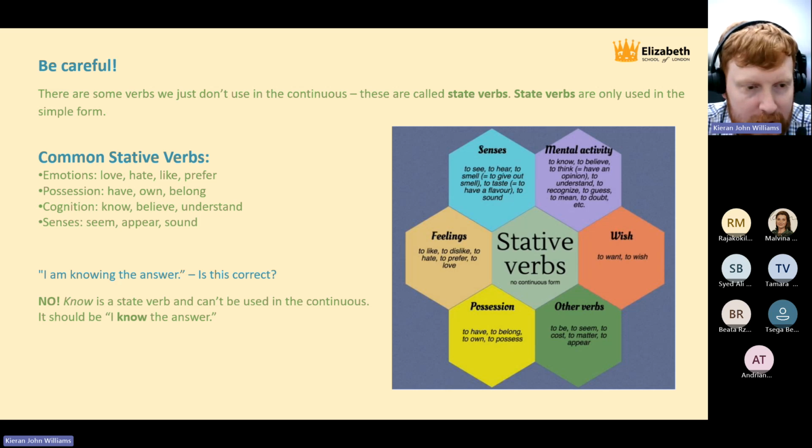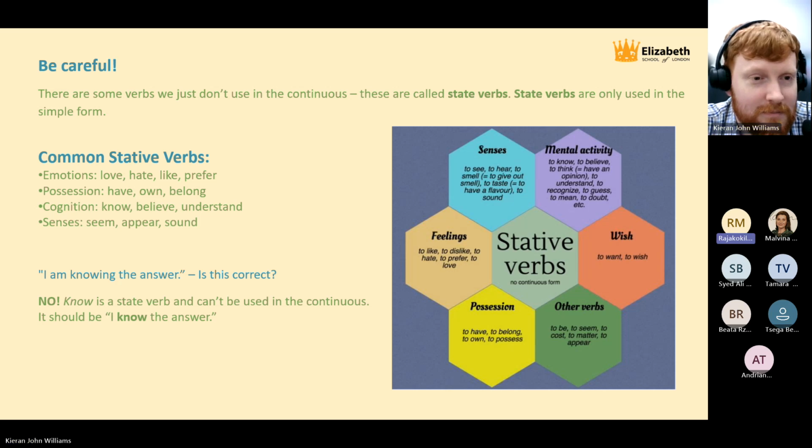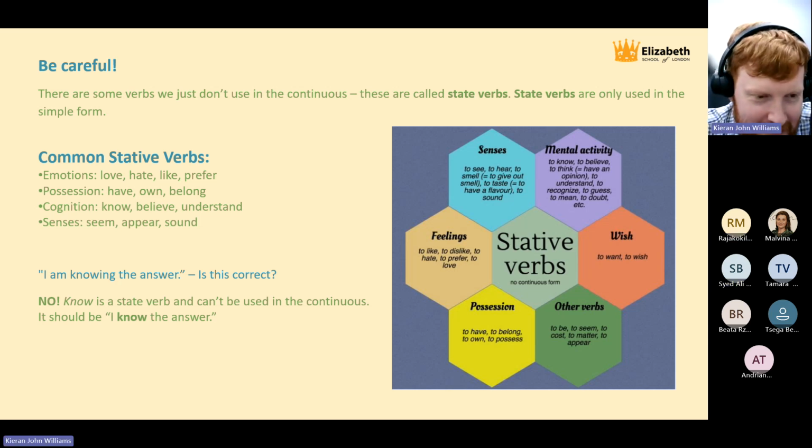Great. So just to test this, we have a little example. It says here, I am knowing the answer. Is this correct? What do you think, guys? Tell me yes or no. Does anyone want to be brave and tell me? I think the answer is wrong. Okay, so it is wrong. Yeah, this one is wrong. Very good. So know is a state verb, so it can't be used in the continuous. So we would have to say, I know the answer instead.